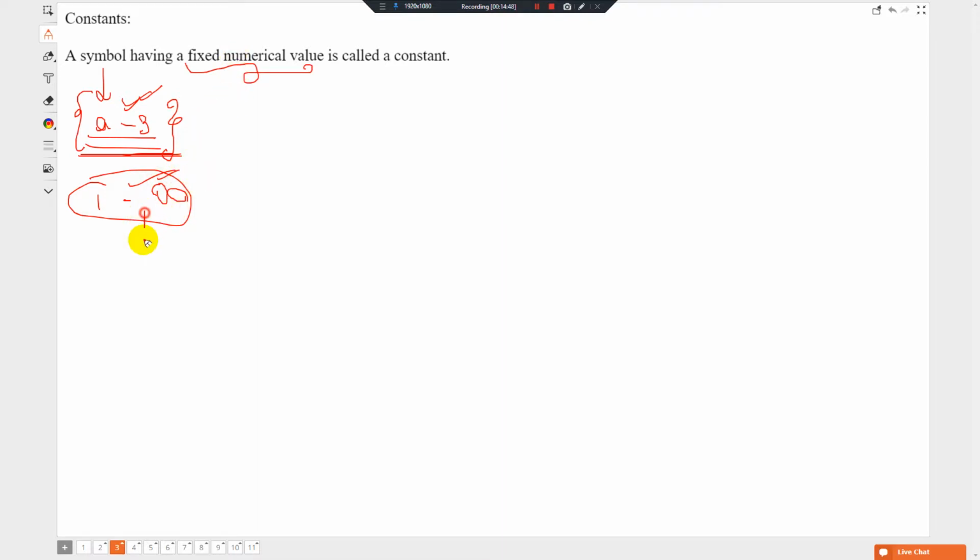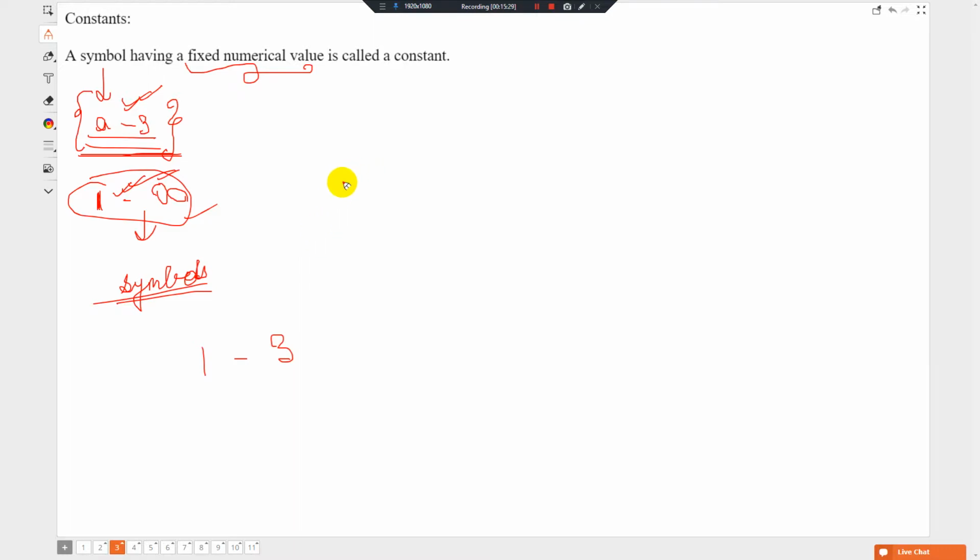So we can take that these are also symbols, right? But they have fixed values. One is always one only, not 10. Like that, they have only a fixed value. If we take 3, only 1 to 3 numbers are fixed, no, 1 to infinity are fixed, right?